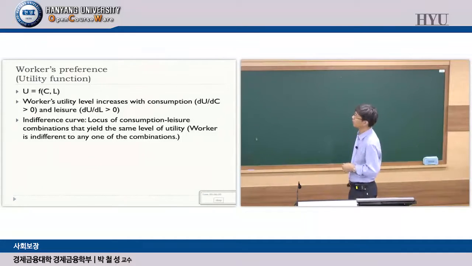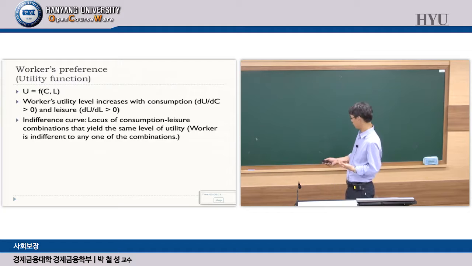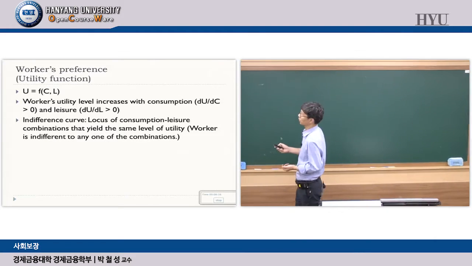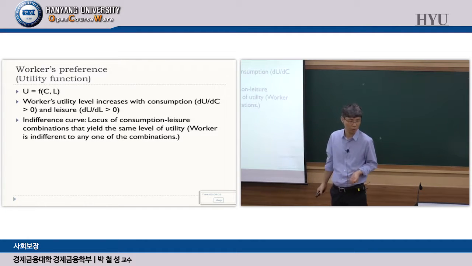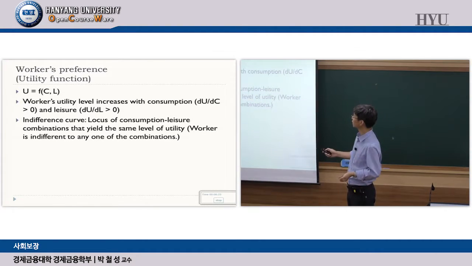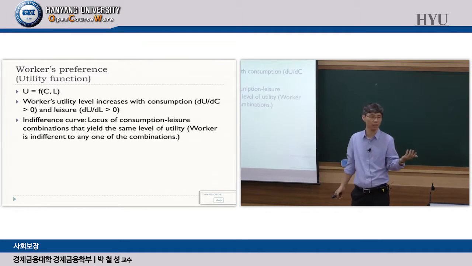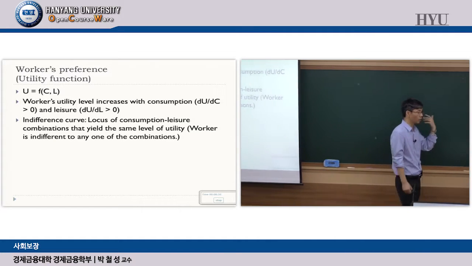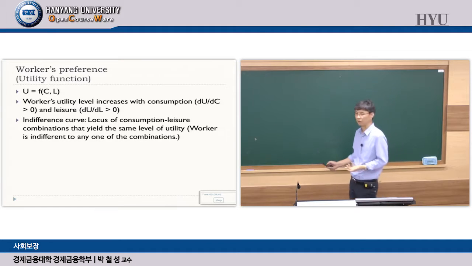Now, we talked about utility, so let's first look at the individual utility function. The utility function just generically says that this is a function of consumption and leisure. Since we assume that utility increases with consumption and leisure, we can say that the marginal utility of leisure is positive and the marginal utility of consumption is positive, which just means that this person with more consumption is happier, and with more leisure time is happier. That's what it means.